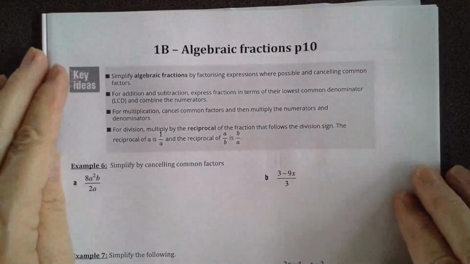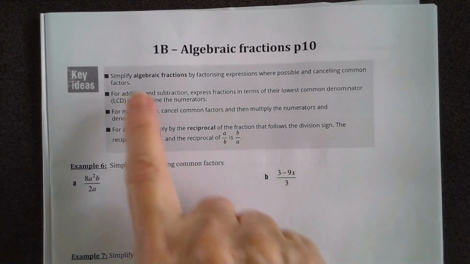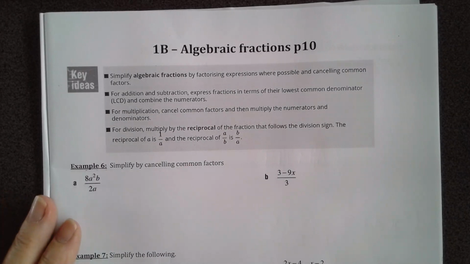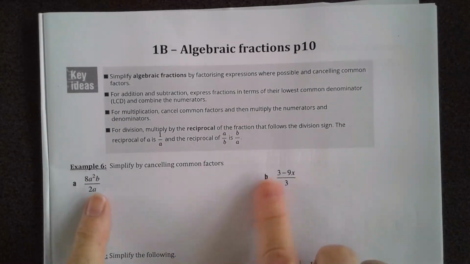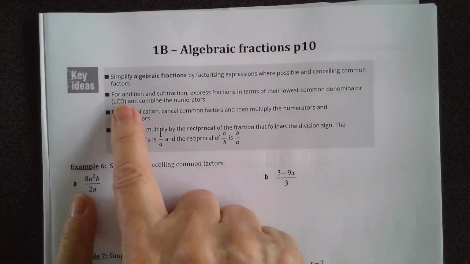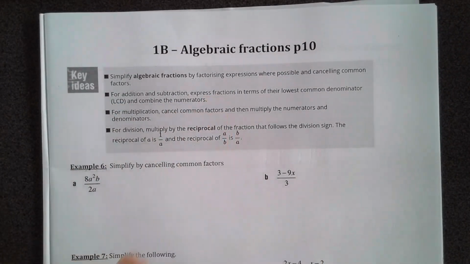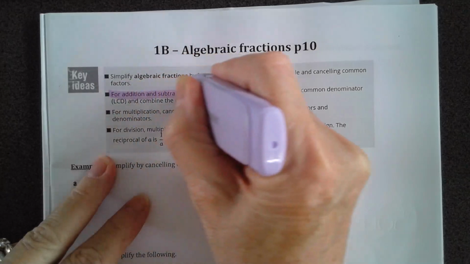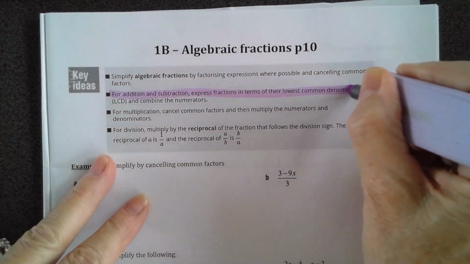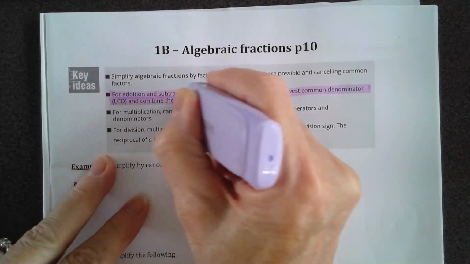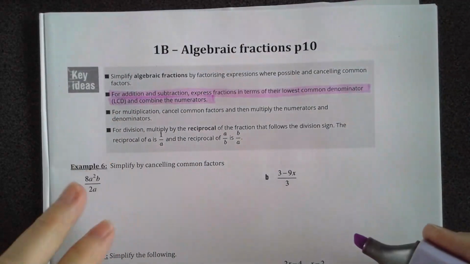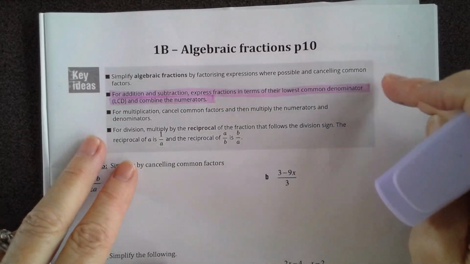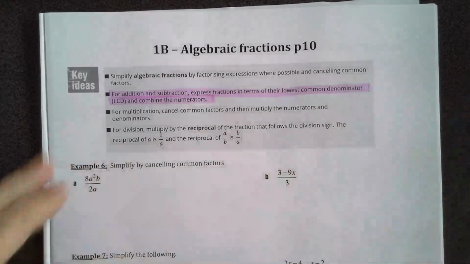Algebraic fractions. It says simplify algebraic fractions by factorizing expressions where possible and canceling common factors. So we're going to do that here in about a minute. And then it says for addition and subtraction, you need a lowest common denominator. So I'm going to highlight that. For addition and subtraction, express fractions in terms of their lowest common denominator and combine numerators. And then for multiplication, you don't need that. So this is the one case where you need it. We'll talk about the reciprocal in a minute.